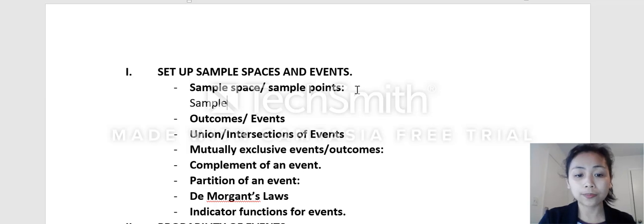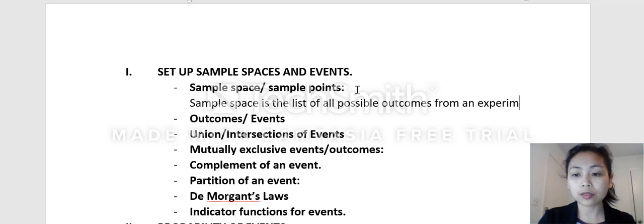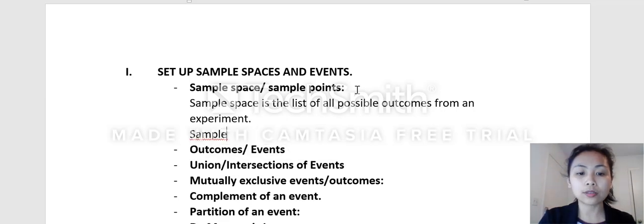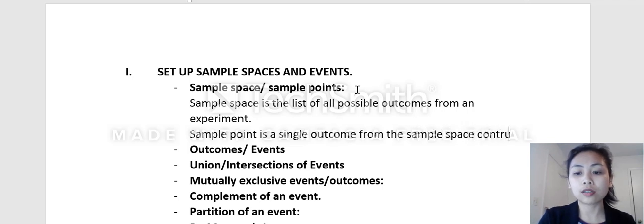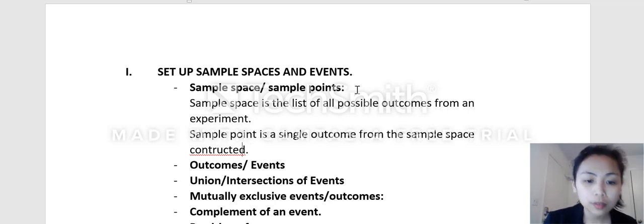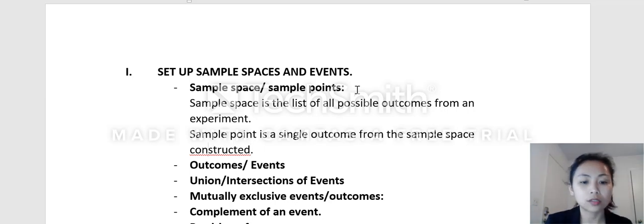From the first example, you already know the definition of sample space, right? So the sample space is the list of all possible outcomes from an experiment, and a sample point is a single outcome from the sample space. And what are outcomes and events?